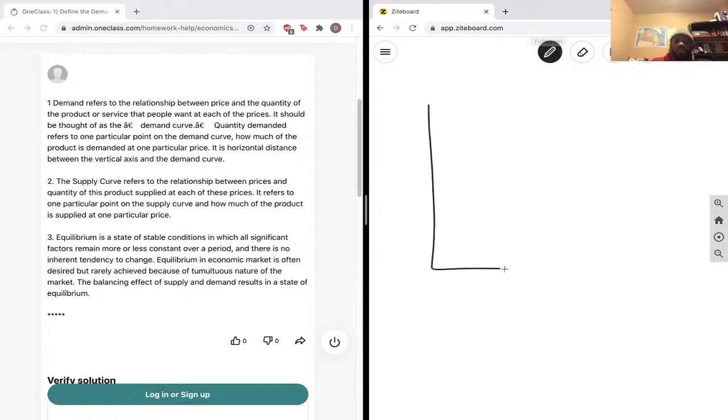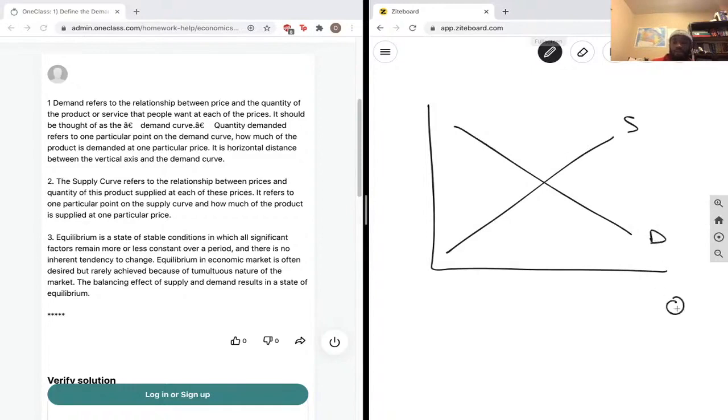If we draw that out, the equilibrium, we have our supply curve over here, our demand curve over here. This is quantity, this is price. The point at which they intersect, or also known as the balancing effect of supply and demand, is our equilibrium.